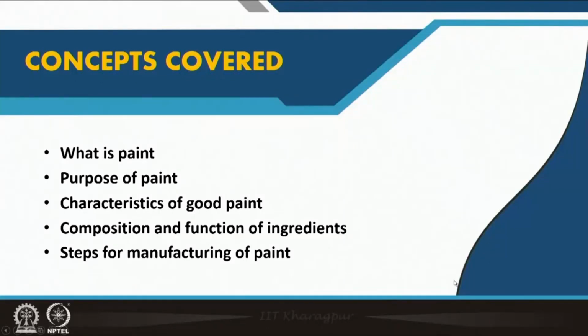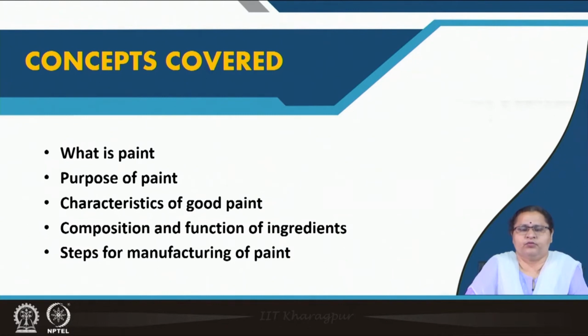So, if we ask what is paint, we have to learn what is the purpose of paint. We have to know when to call a paint a good paint, the composition and functions of the ingredients, what makes a paint, and maybe, as we learned most of the materials, we will just go through the steps of manufacturing paint.